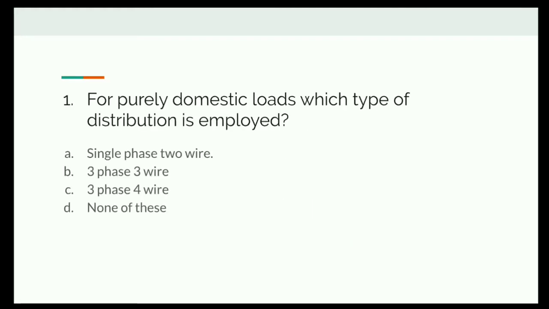Let's start the first question. For purely domestic loads, which type of distribution is employed? Option A, single phase two wire. Option B, three phase three wire. C, three phase four wire. D, none of these. The correct answer is single phase two wire.